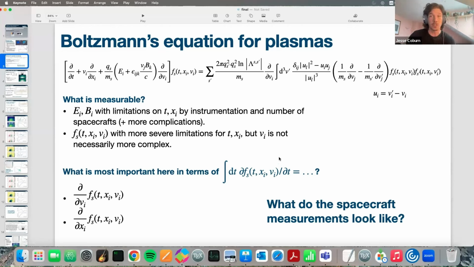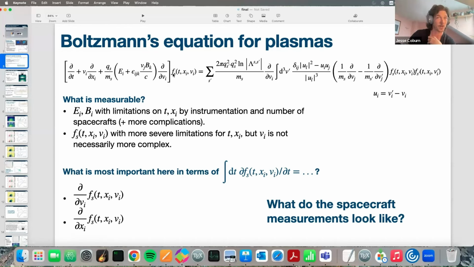And so if you just wanted to get a direct solution to the above equation, say in terms of time, know what F will be at a later time. Of course, you need to couple this to Maxwell's equations, okay? But if you're looking for this, what is the most important thing? The most important thing is, or are, gradients of F, okay? So our gradients of F sit here.